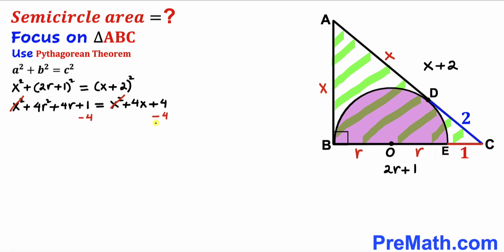Now we can see this x square and this x square, they are gone. Now we are going to subtract 4 from both sides. This positive 4 and negative 4 are gone. So therefore I can write 4x is going to be equal to 4r square plus 4 times r minus 3. I'm going to label this one as our equation number 1.